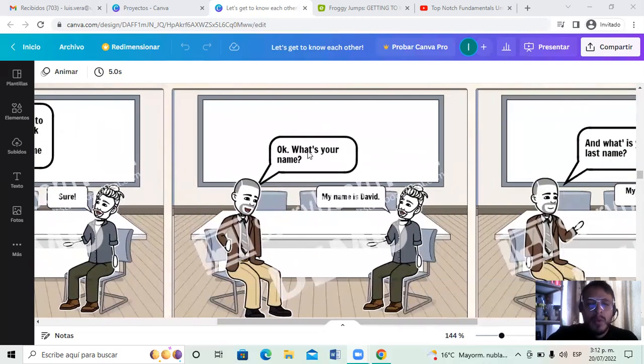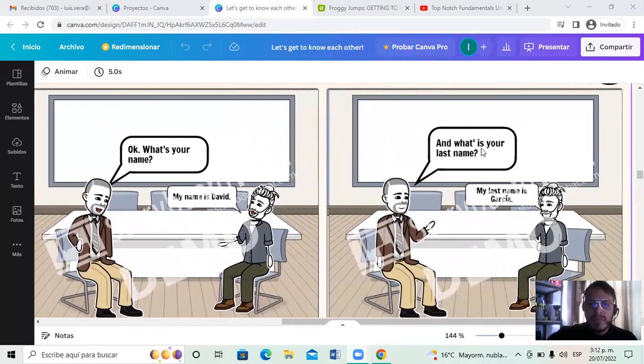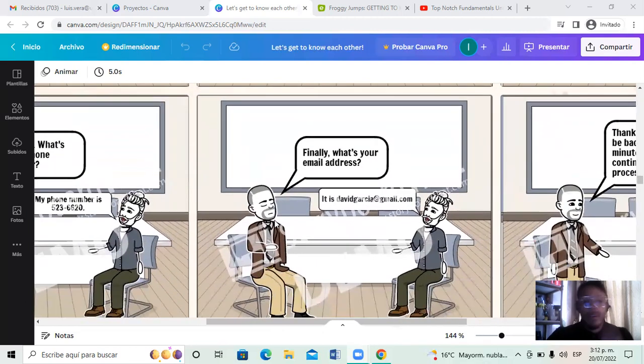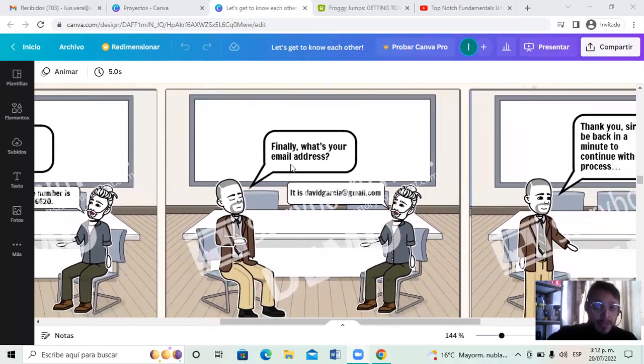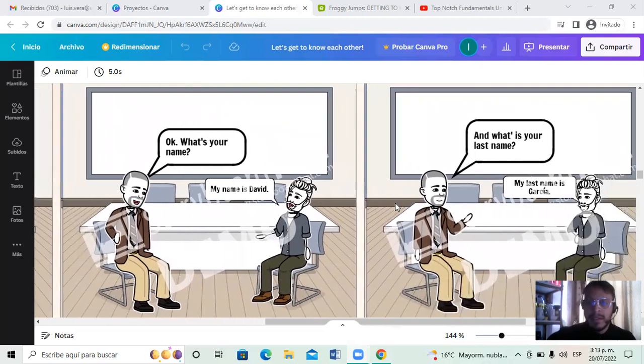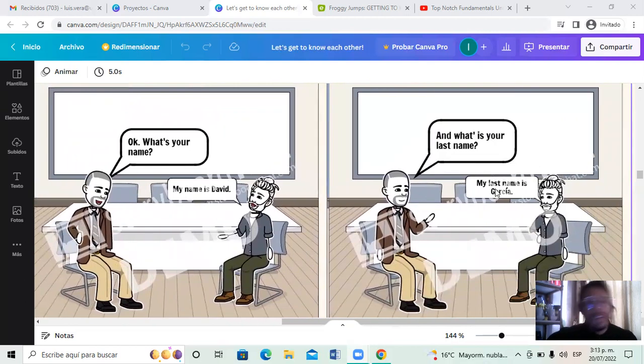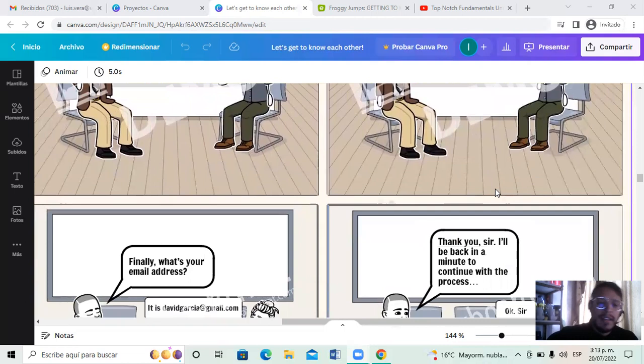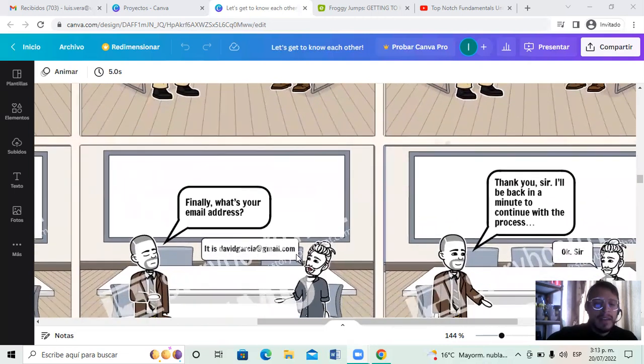Number one, it says, what is your name? Number two, what is your last name? And let's check one more, revisemos una más. What is your email address? So if you pay attention, there is a question. Hay una pregunta. But also there is a possible answer. For example, in number one, he says, hey, my name is David. In number two, my last name is Garcia. And finally, number three, my email is David Garcia.